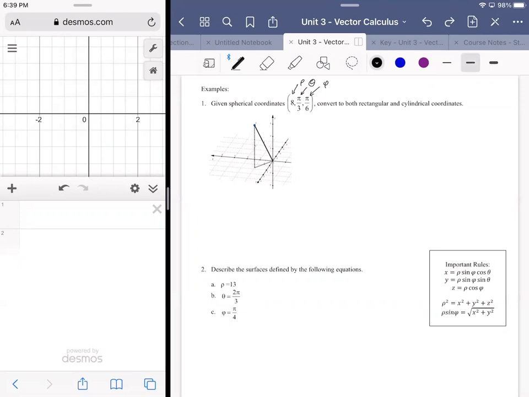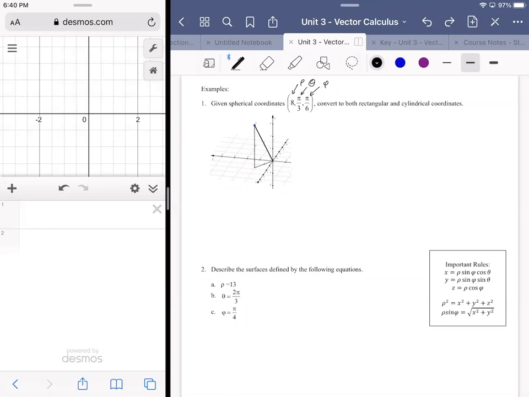All right, so we're converting these to both rectangular and cylindrical coordinates. Well, we'll convert them to the type of coordinates that it makes sense to convert them to first, and then we'll convert them over to the other type from there. All right, so our important rules, and it kind of makes sense to start here.